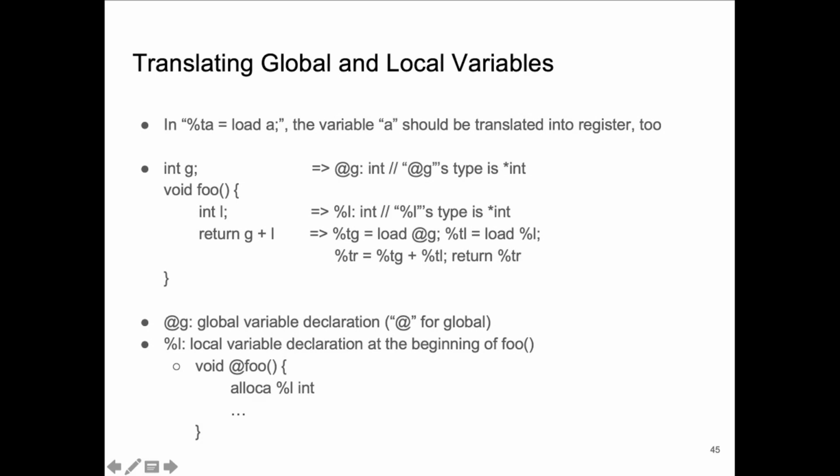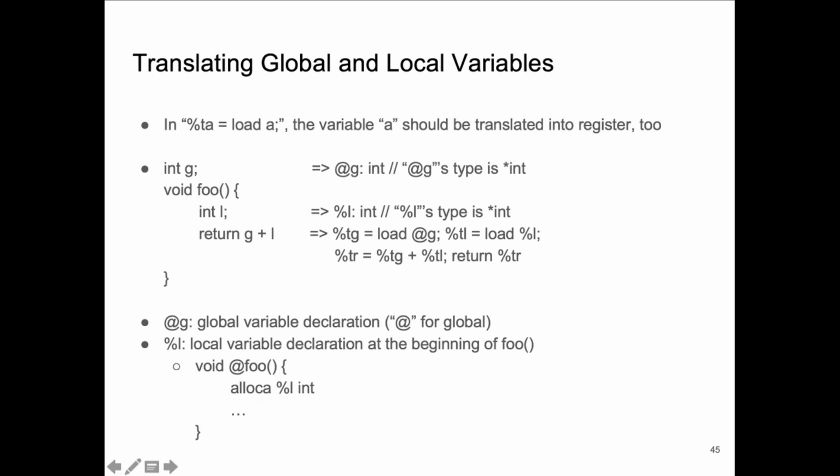%L. These two are containing pointers, and these pointer values are loaded into this %tg and %tl registers. And later you're going to calculate the summation of these two and then return this. So in this way, you can express global and local variables and translate the global and local variables in C into IR while you can allow the programmer to take the address of those. So for example, if you take the address of G, &G, then it is simply translated into this @g because it is the pointer value you want.